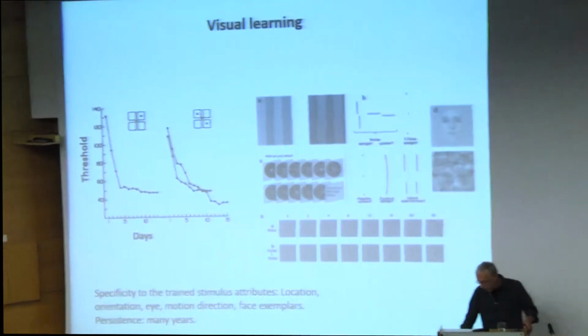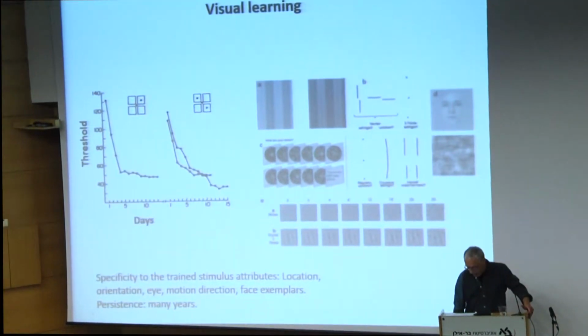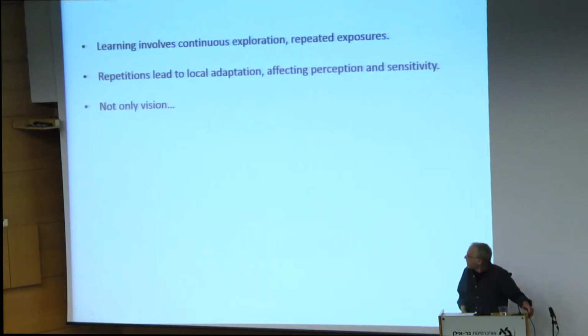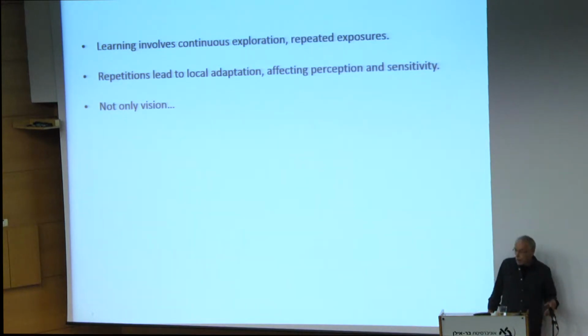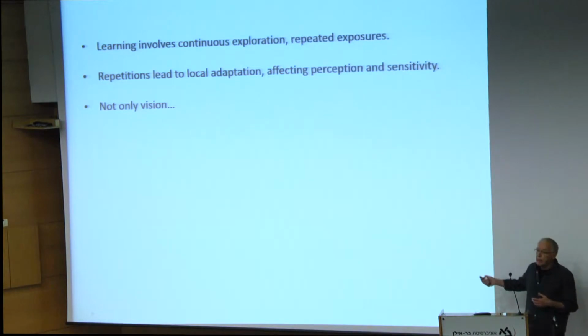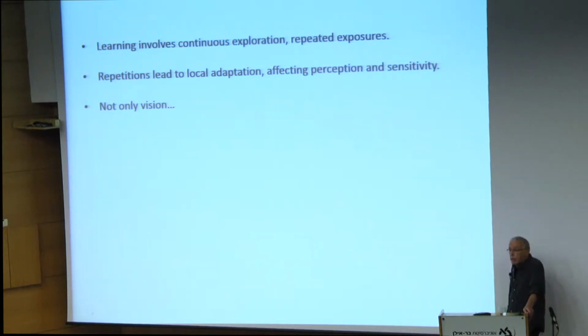So our suspect is sensory adaptation, and the point is that learning involves continuous exploration and repeated exposure. I mean, there are many days, many trials. Every session can be a few hundred trials, maybe 300, 400, 800, depending on the lab. Now, when you repeat a stimulus many times or you expose a subject for a long time to the same stimulus, you get sensory adaptation.